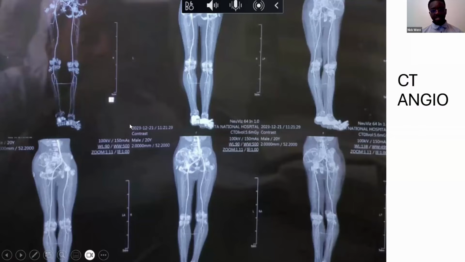And this is the CT angio that we opted to do as we were discussing our surgical options. And it was noted that there was no involvement. As you can see, the femoral artery goes all the way down. There's no obvious involvement.